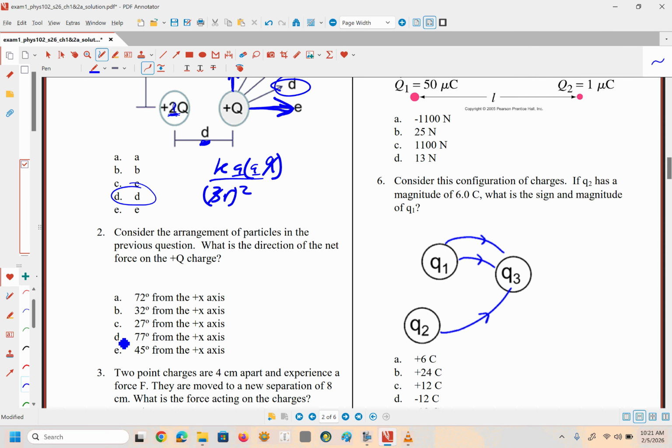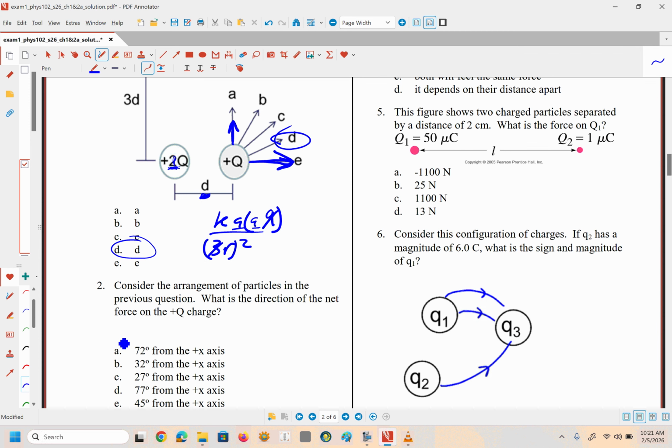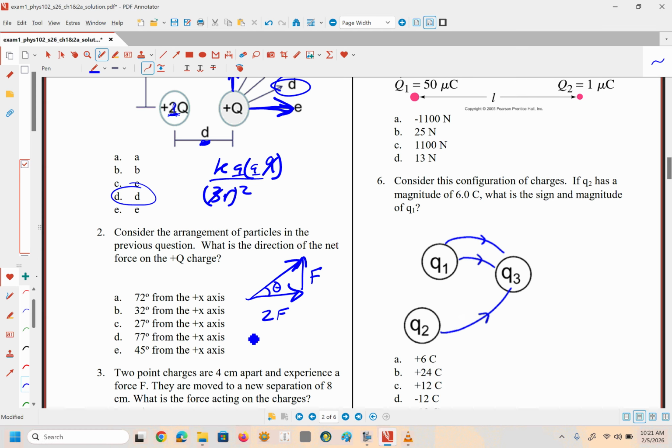That also carried on over into this one. If I have a vector like this, where this is F, and this is 2F, and I want to know this angle, theta, then I just say the inverse tan of F over 2F, or the inverse tan of 1/2, which is going to be 27 degrees from the positive x-axis. All right.